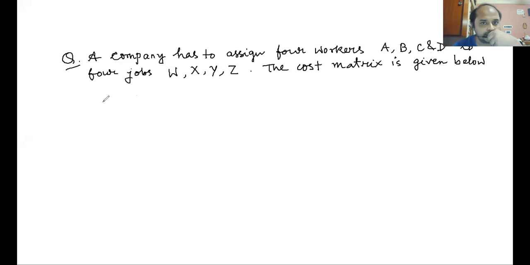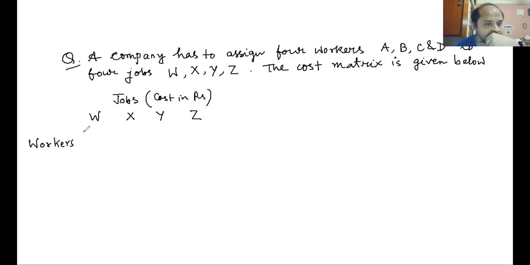Okay, and the matrix is like as given in the following. On the top of the table I'm writing jobs, cost in rupees. Under jobs we have 4 different jobs: W, X, Y, Z. And on the leftmost column we have workers. How many workers are there? 4 workers are there: A, B, C, and D.